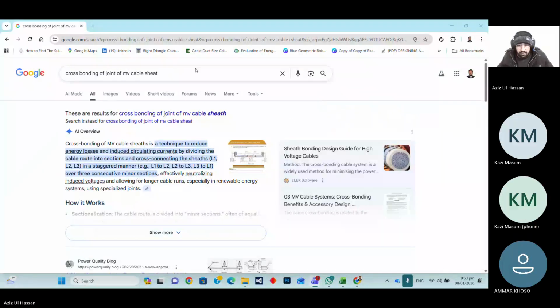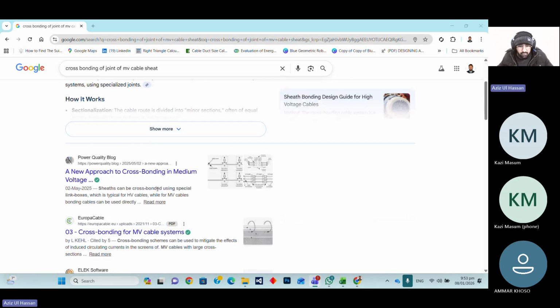Okay. So I'm just sharing my screen, and I have just shown one thing on Google. Then we should move to our systems. Basically, I want to show you something on Google, that is the cross bonding, double bonding, and other things. I want to show you on the cable bondings.